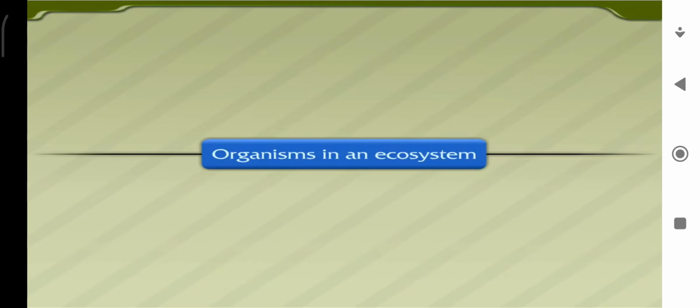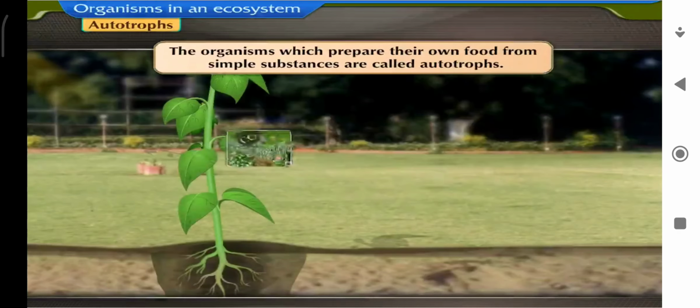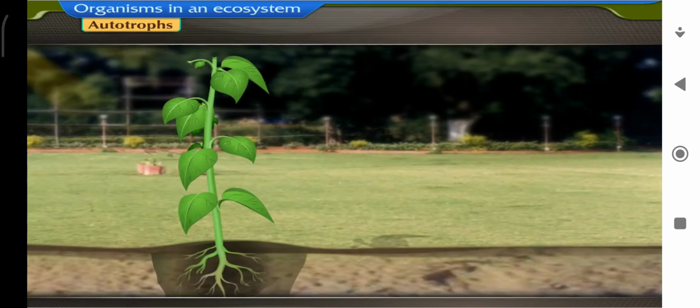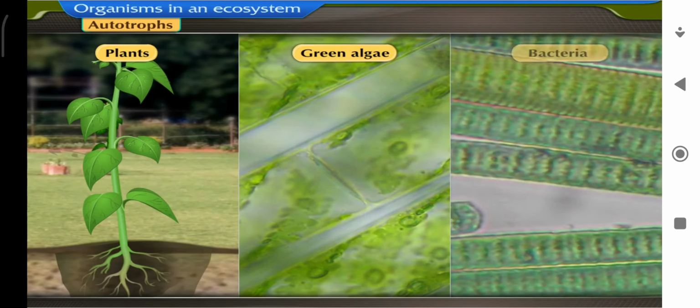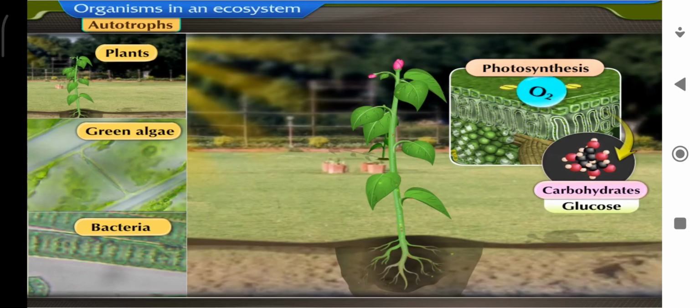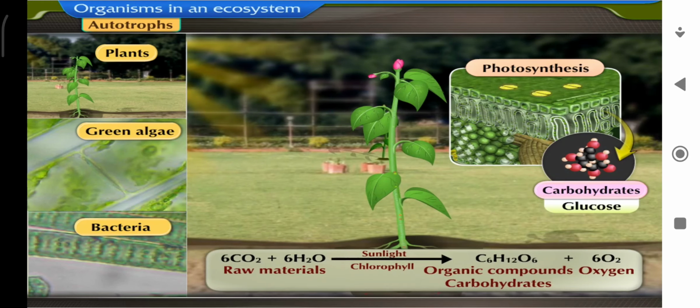Organisms in an ecosystem. Autotrophs. The organisms which prepare their own food from simple substances are called autotrophs. Most of the plants, green algae, and some bacteria are examples of autotrophs. The green plants, algae, and some bacteria utilize carbon dioxide and water as raw materials and convert them into organic compounds like carbohydrates, mainly glucose, during photosynthesis. This process takes place in the presence of sunlight and photosynthetic pigments like chlorophyll. Oxygen is released into the atmosphere as a byproduct.